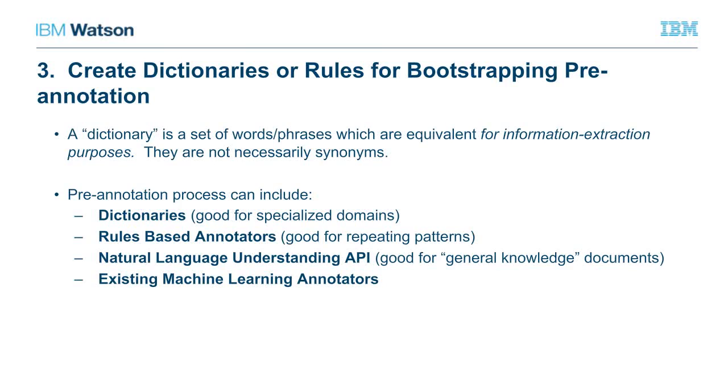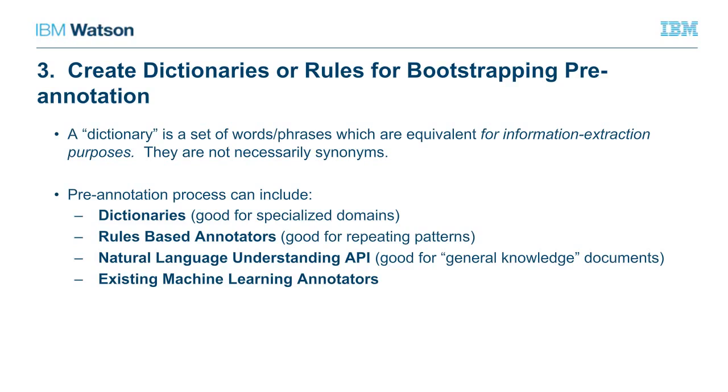A dictionary is basically a set of words or phrases that are equivalent for the purposes of information extraction, and they can be used for pre-annotation. So after the process of pre-annotation, it means that basically the human annotator can begin work on documents that have already been partially annotated. So when they open the document, they can expect to see that certain entities have already been highlighted for them. There's a few different approaches that you can use.